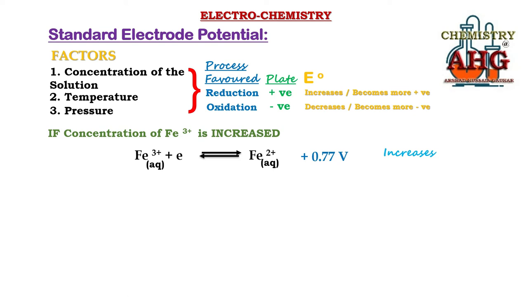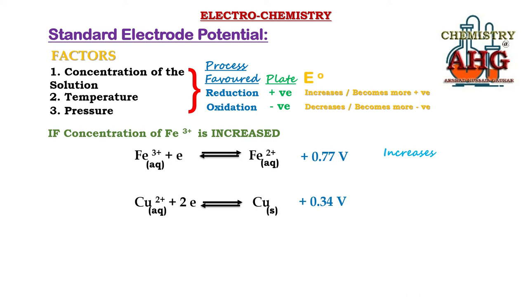So this is how you can study and predict the effect of concentration of a substance on the value of standard electrode potential. Likewise, another example: if you have been given a copper half cell, you can see in this half cell the standard electrode potential is positive 0.34 volt. In the forward direction, reduction is taking place, and in the backward direction, oxidation is taking place.